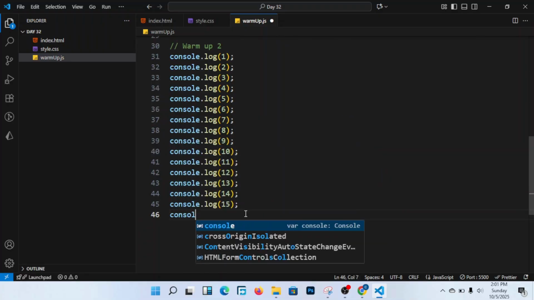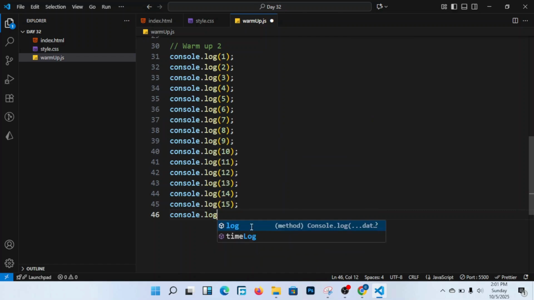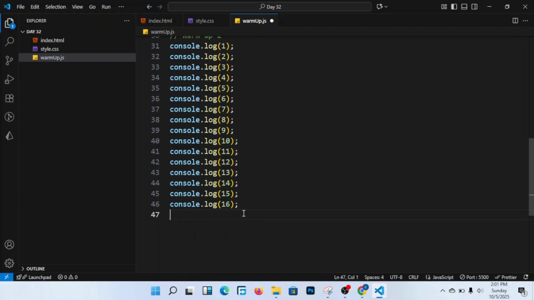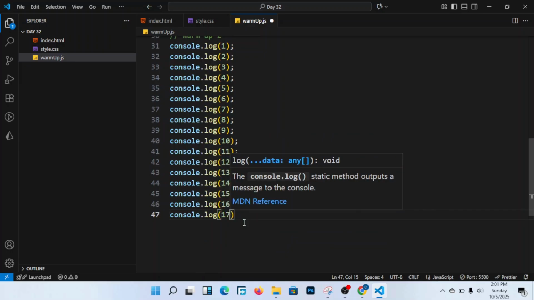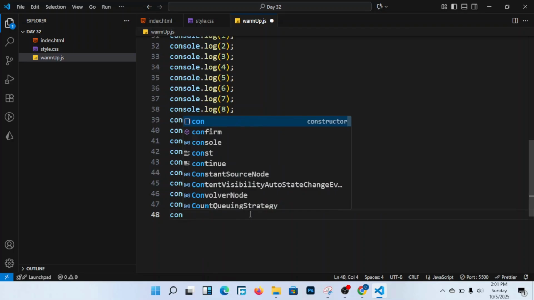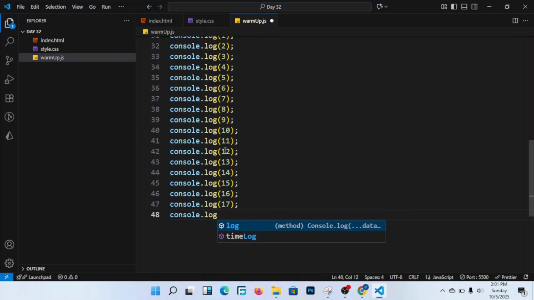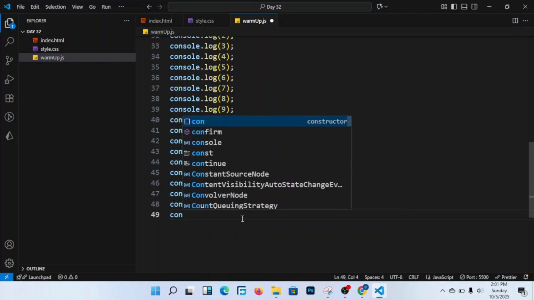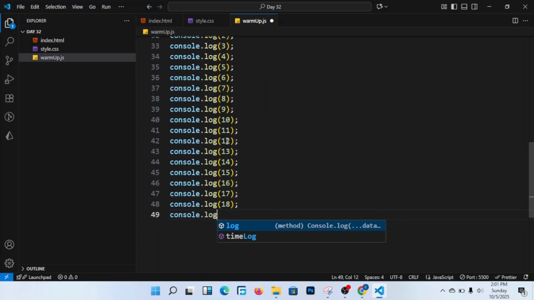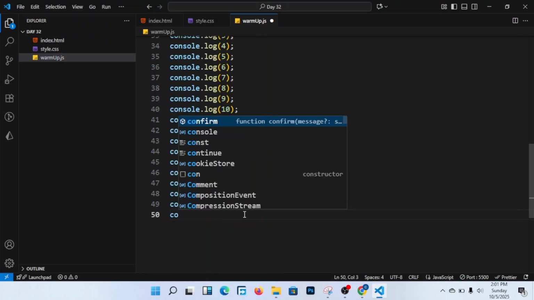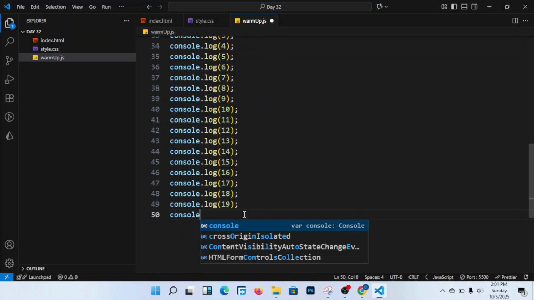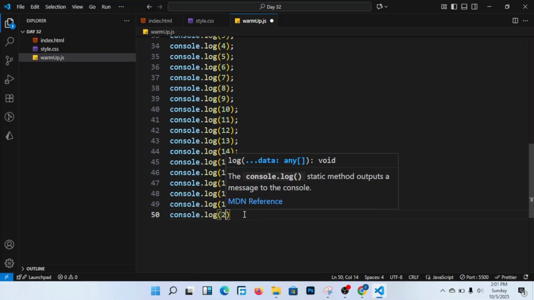Console.log 16. Console.log 17. Console.log 18. Console.log 19, okay? 19, not outside, here. Console.log 20. Members, please do this.